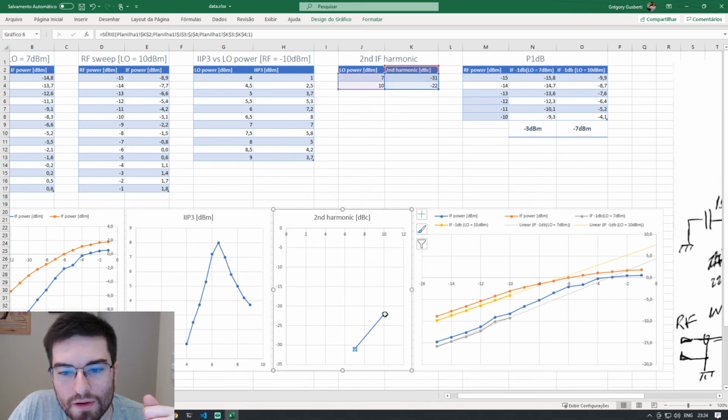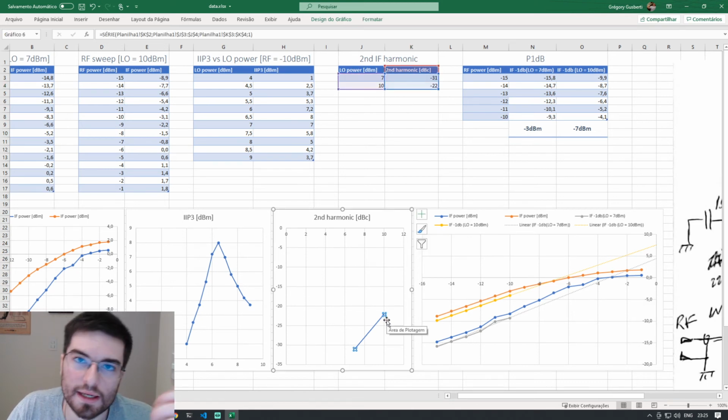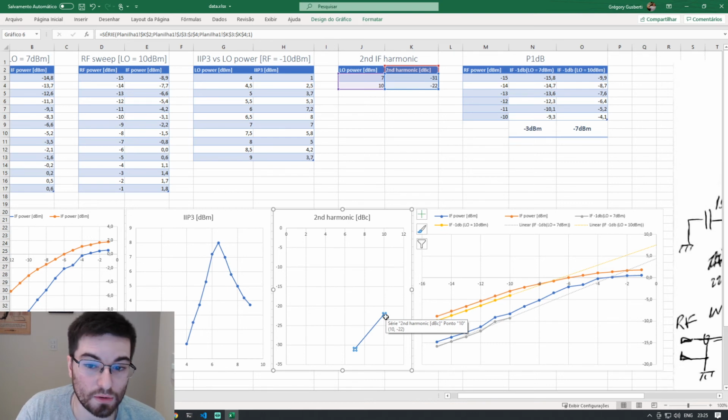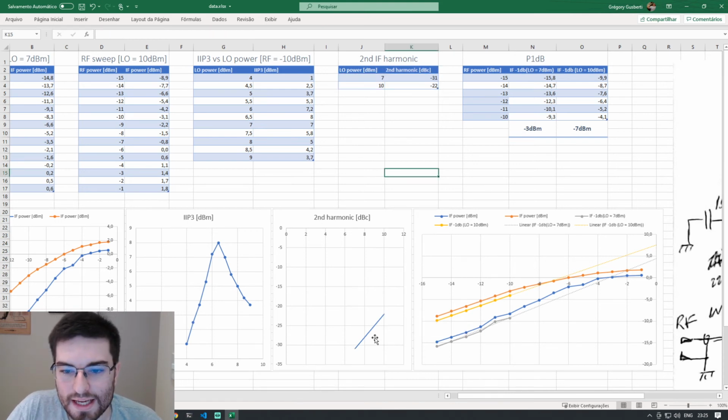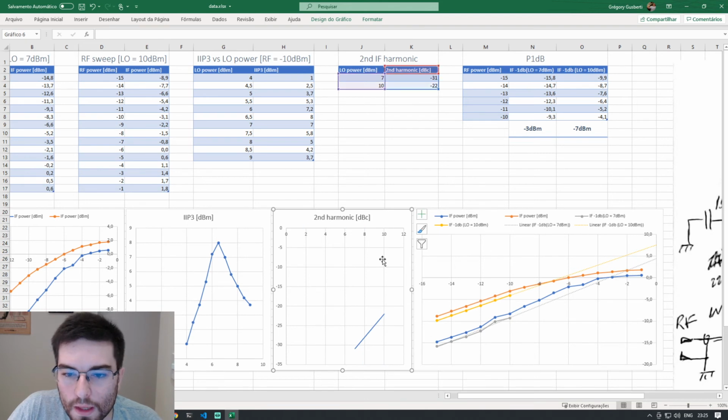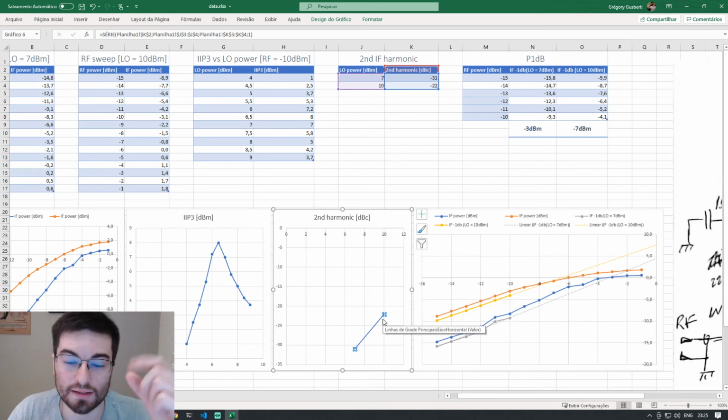So now we have a much stronger second harmonic, and as the second harmonic is very close to the IF, it's very difficult to filter because we are only 1 octave above 20 meg. Second harmonic is 1 octave above the intercept frequency. So we can see here in dBc, in power in relation to the IF frequency, that when we increase the LO, we get less difference between the IF power and the second harmonic.